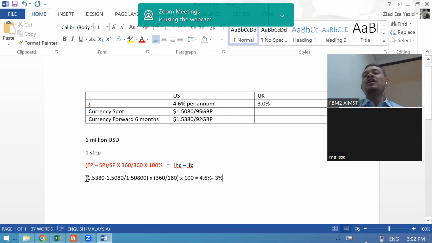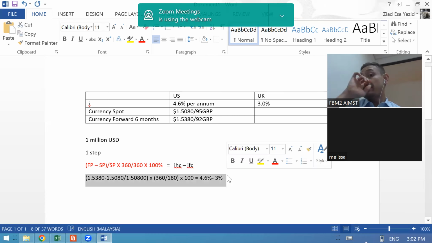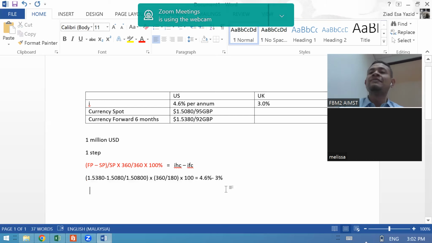If you get this one right, you get probably 2 marks. So now you calculate. You calculate what you get. So I get, how much? 1.53 take 0, minus 0.